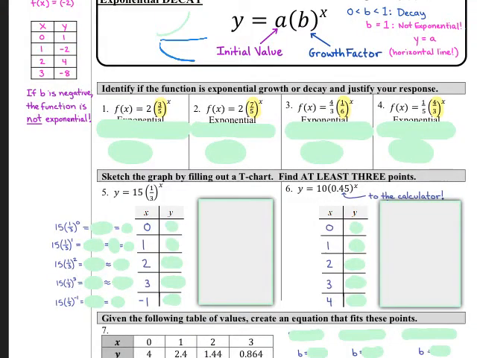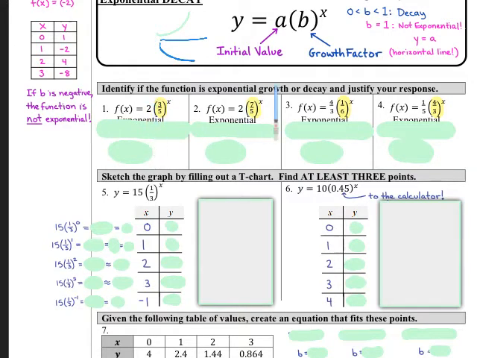Okay, so it's pretty easy to tell the difference between exponential growth and decay. So let's do a couple here. I'll do 1 and 2 with you, and you can pause the video and try to figure out the answers to 3 and 4. It's pretty easy, so just hang with me there. Okay, so our first function is f of x equals 2 times 3/5 to the x.